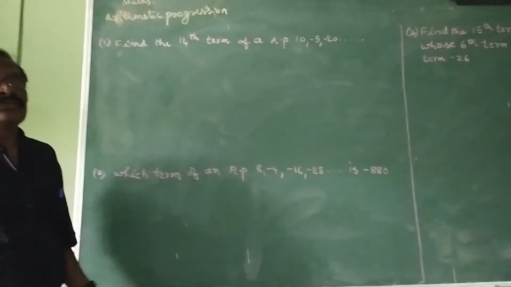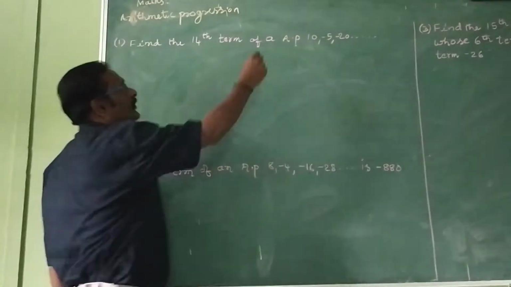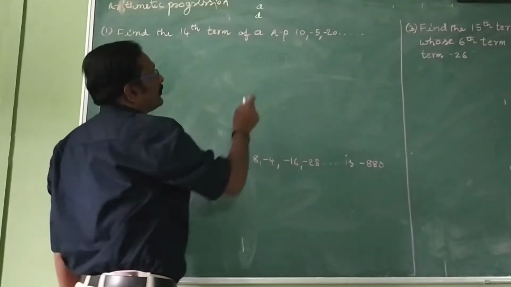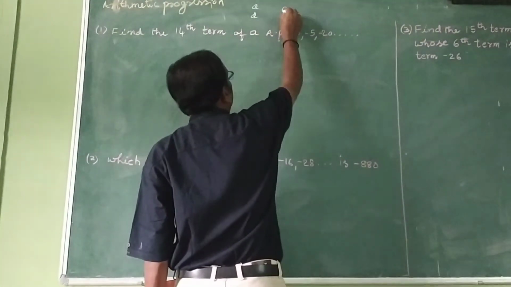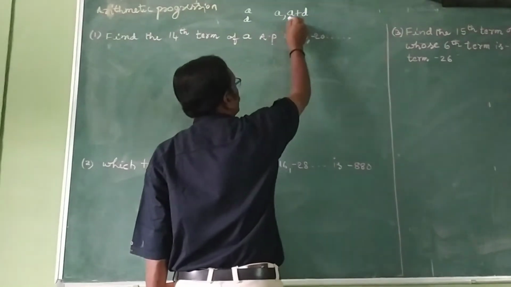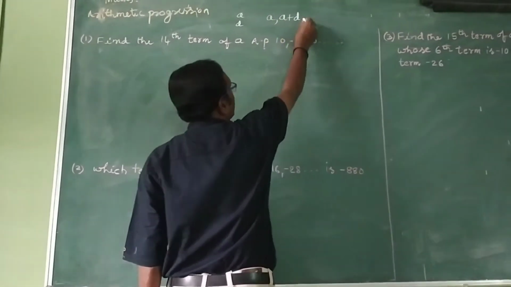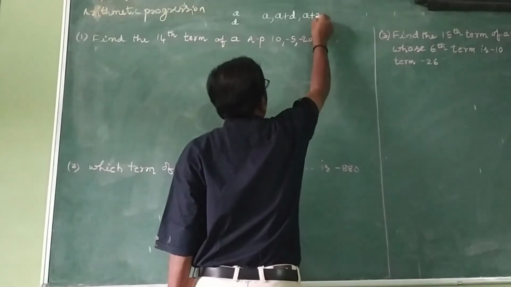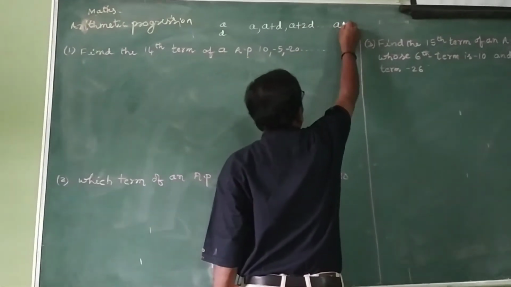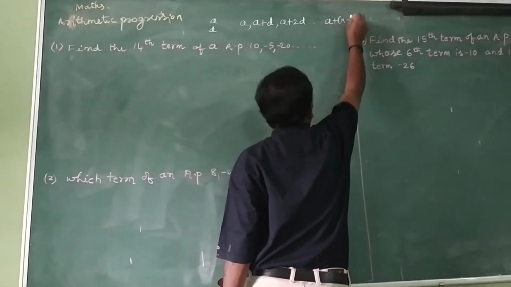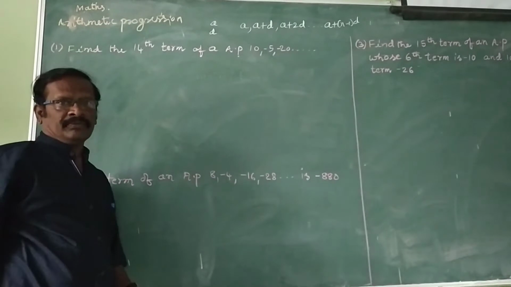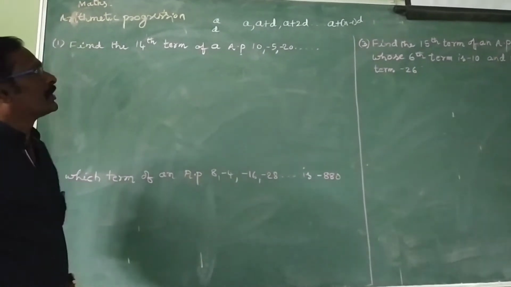And I gave the general form. If A is the first term and D is the common difference, the general form of the arithmetic progression is: the first term A, then A plus D, A plus 2D, that is the third term. If it continues, the nth term will be A plus n minus 1 into D. This is the general form of arithmetic progression.